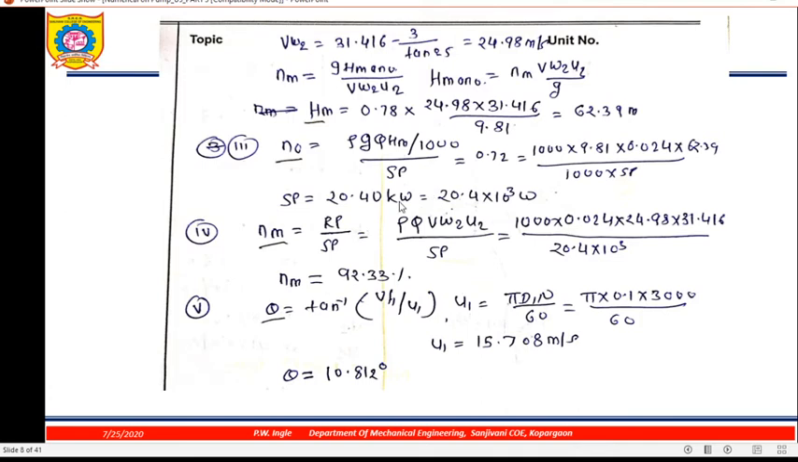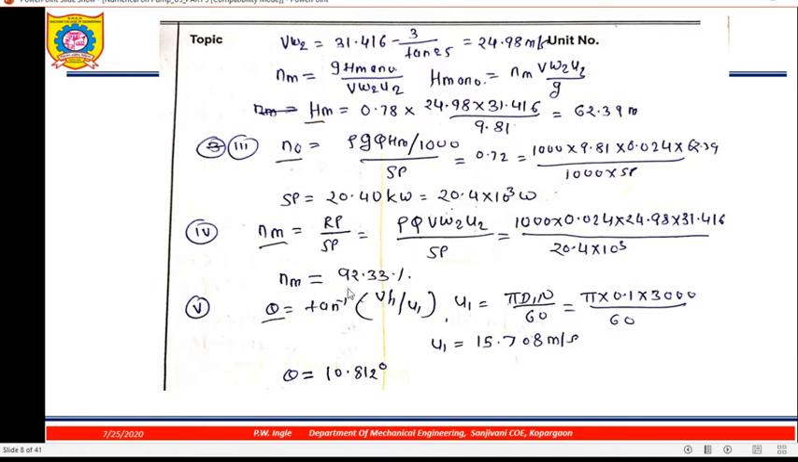So we have to calculate what? Shaft power. If you want shaft power in kilowatt, you should write this equation also in kilowatt. So shaft power we are getting as 20.40 kilowatt. Okay. Now what is mechanical efficiency? It is runner power upon shaft power. So it is rho Q Vw2 U2 upon shaft power, because Vw1 is 0 in case of centrifugal pump.